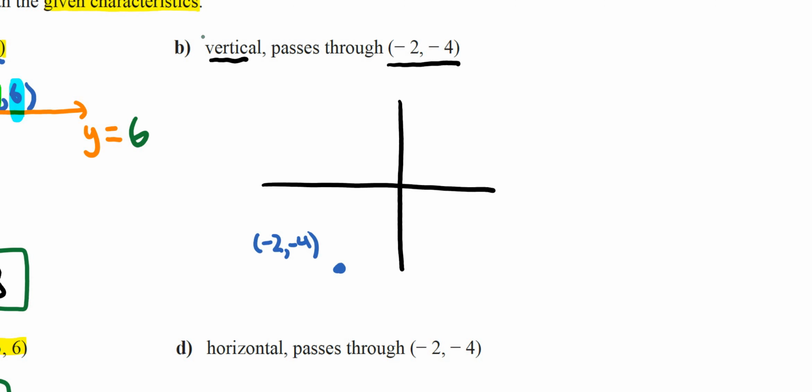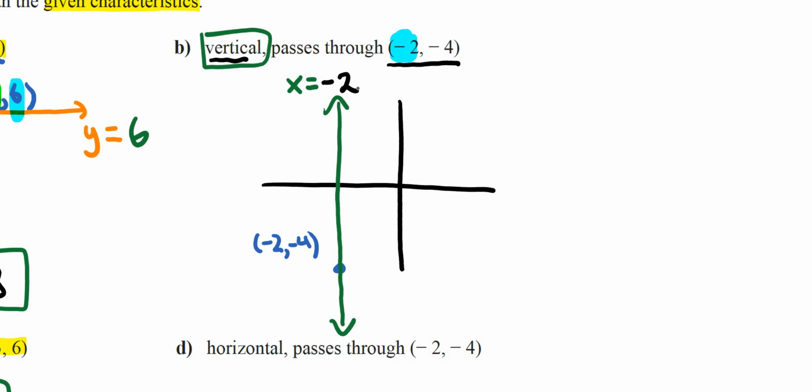Now, if I have a vertical line, it will look like this. All right, so what's the equation of that vertical line? Well, since it's a vertical line, it always starts off as x equals. And how far to the left have you gone? Well, I've gone to the left by 2 units, so my equation is x equals -2.